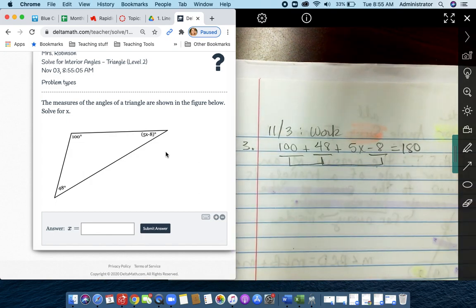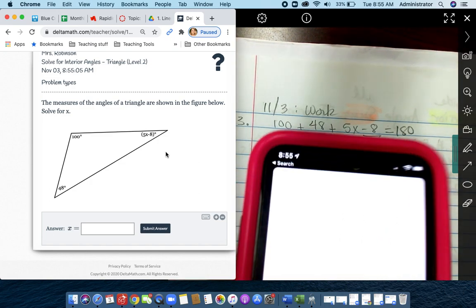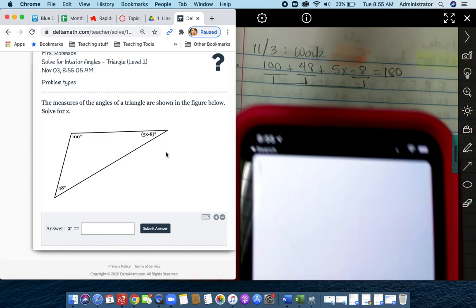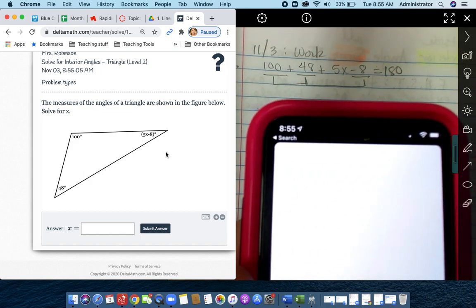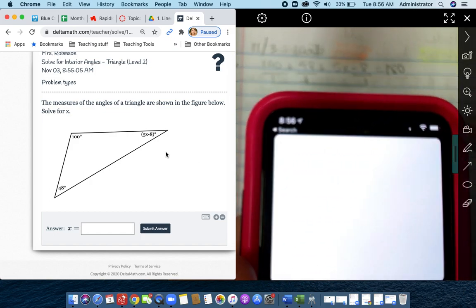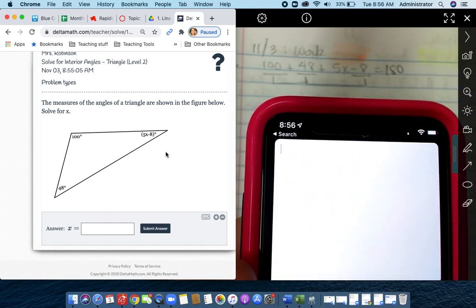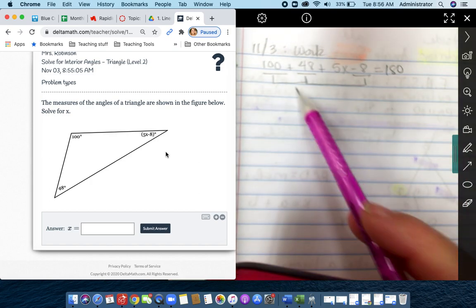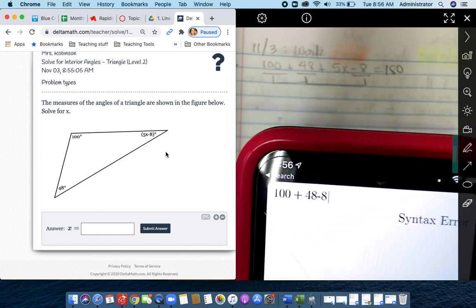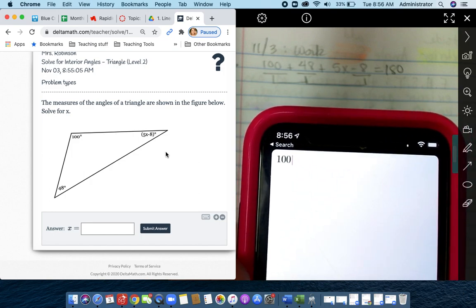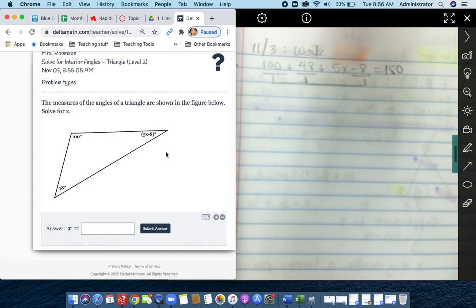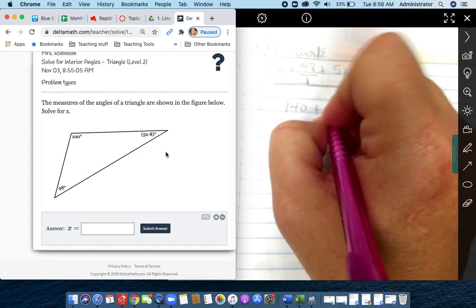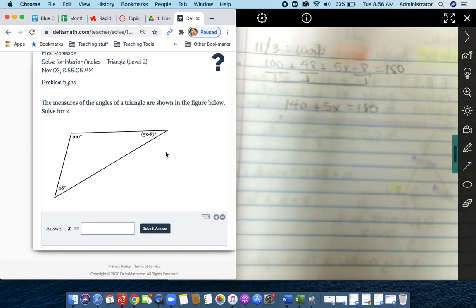So we're really just solving this simple equation, noting that we can combine all of these integers here. So let's do that first. So in my calculator, hopefully you can see it. I want to make sure you can. I'll focus it again. Maybe that'll help. If it doesn't, I'll dim my screen. Yeah, that works. 100 plus 48 minus 8, because that's what we see. Oh, I must have hit negative. 100 plus 48 minus 8, and that's 140 degrees. So that means we have 140 plus 5x equals 180.